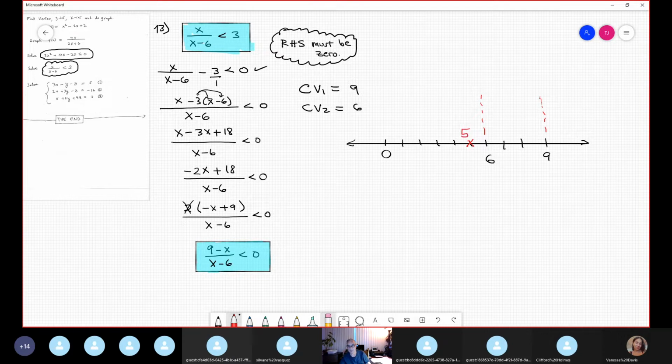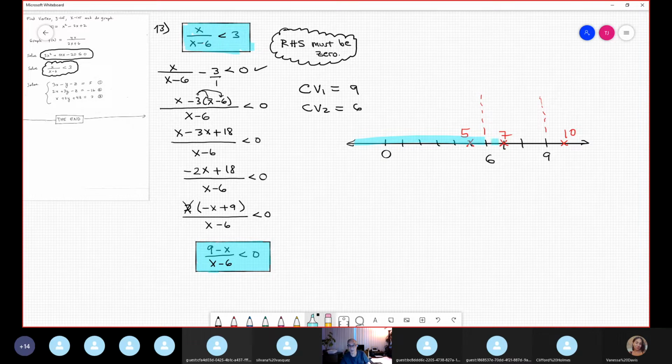I highly recommend close to the critical value. 7, why not? And 10. This is the representative of this interval. What is the guy that represents this country? 5, or 4, or 0, or 1.